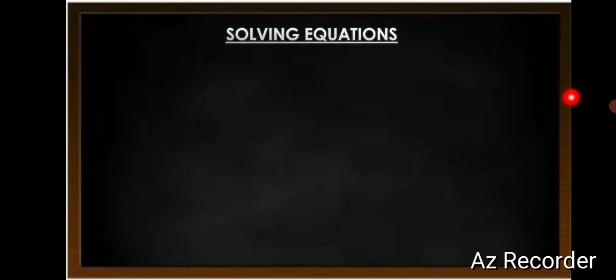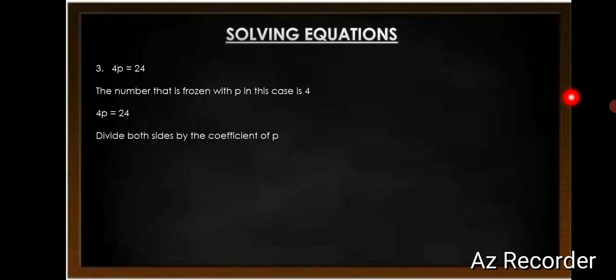And the same thing applies to this third example where we have 4p equals 24. In this case, the number that is frozen with p is 4. We'll divide both sides by the coefficient of p. We'll divide the left-hand side and the right-hand side by the coefficient of p, being 4, as we can see. So we'll have 1p equals 6. I'll prefer leaving our answer as p equals 6.